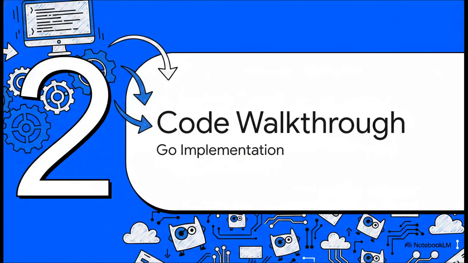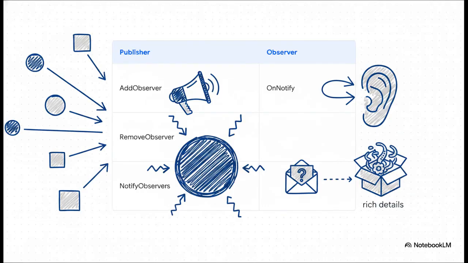Moving right along to section 2, the code walkthrough. Let's see how this actually looks under the hood. In Go, we start by defining some intentionally minimal interfaces. For the publisher interface, we really just need 3 core capabilities: AddObserver, RemoveObserver, and NotifyObservers. And for the observer interface, it basically only needs one thing: a method to react, something like onNotify, which receives a message. Now, in a textbook example like this, we might just pass a simple string as the message payload. But keep in mind, when you actually ship this in a production environment, that string payload would be a strongly typed event struct, packed with all the rich details of your domain event.